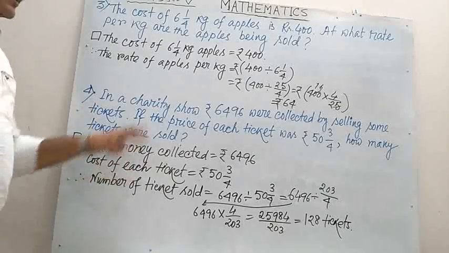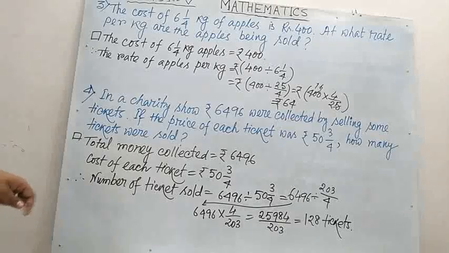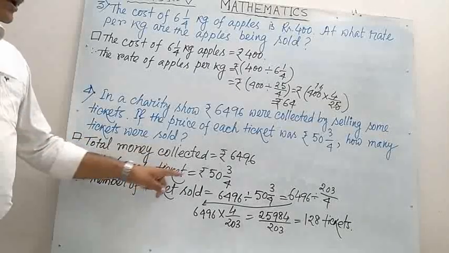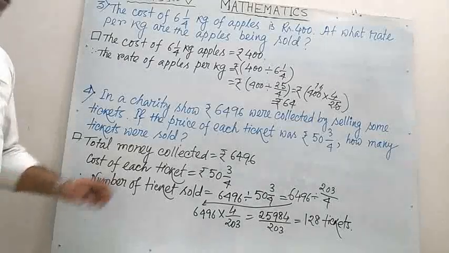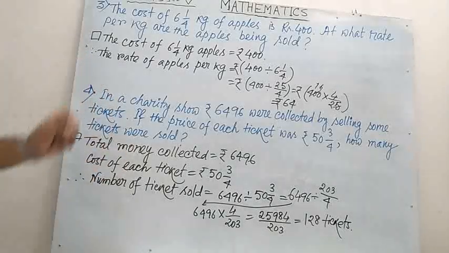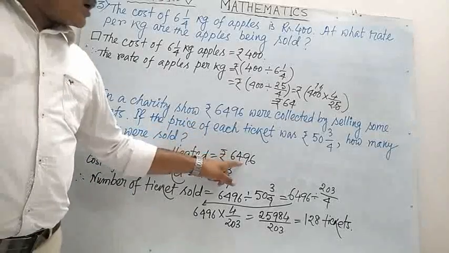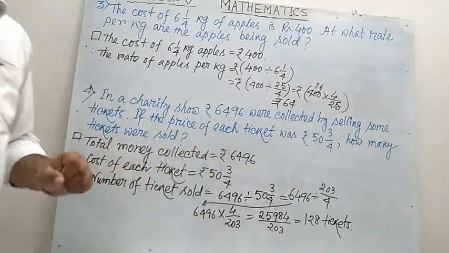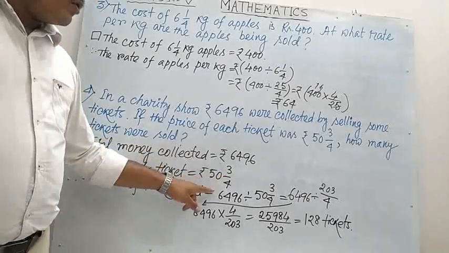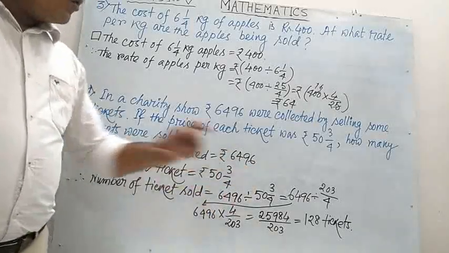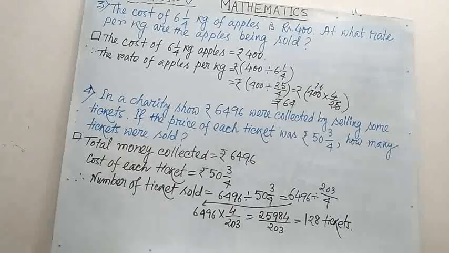So total money collected 6496. Cost of each ticket 50 whole 3 by 4. So how many tickets sold? We have to divide 6496 by the price of each ticket, that is 50 whole 3 by 4. So you will get 128 tickets.